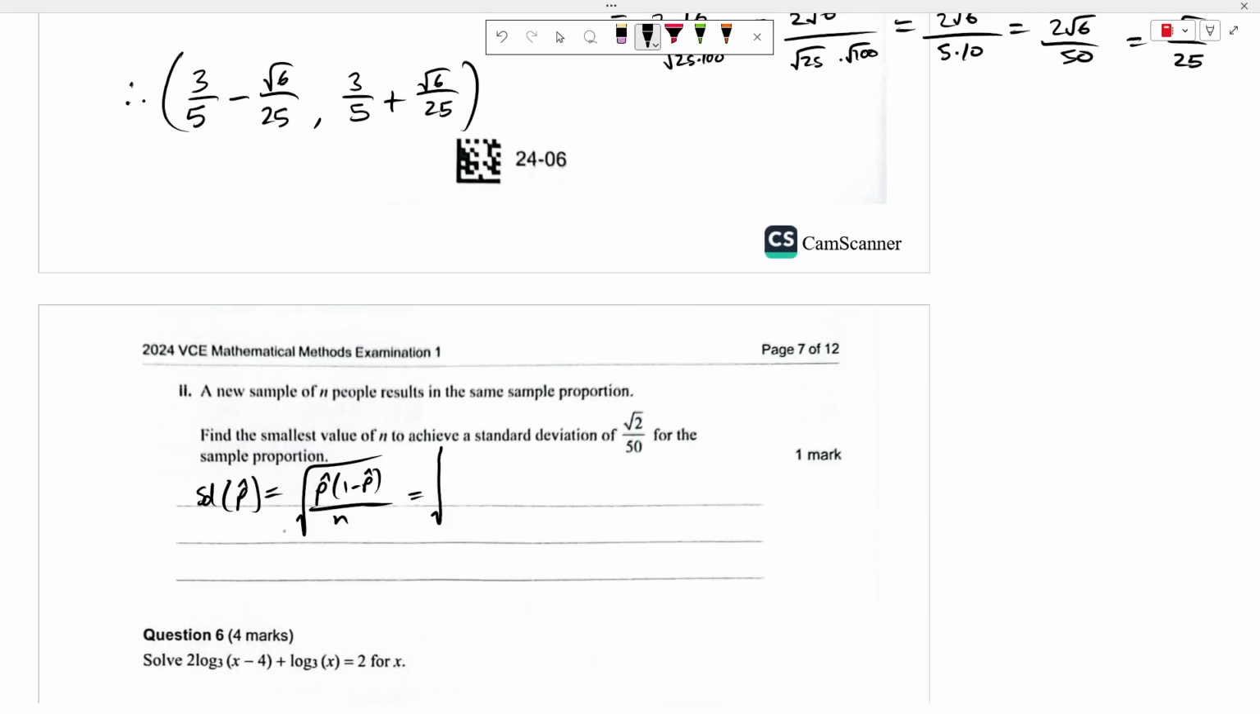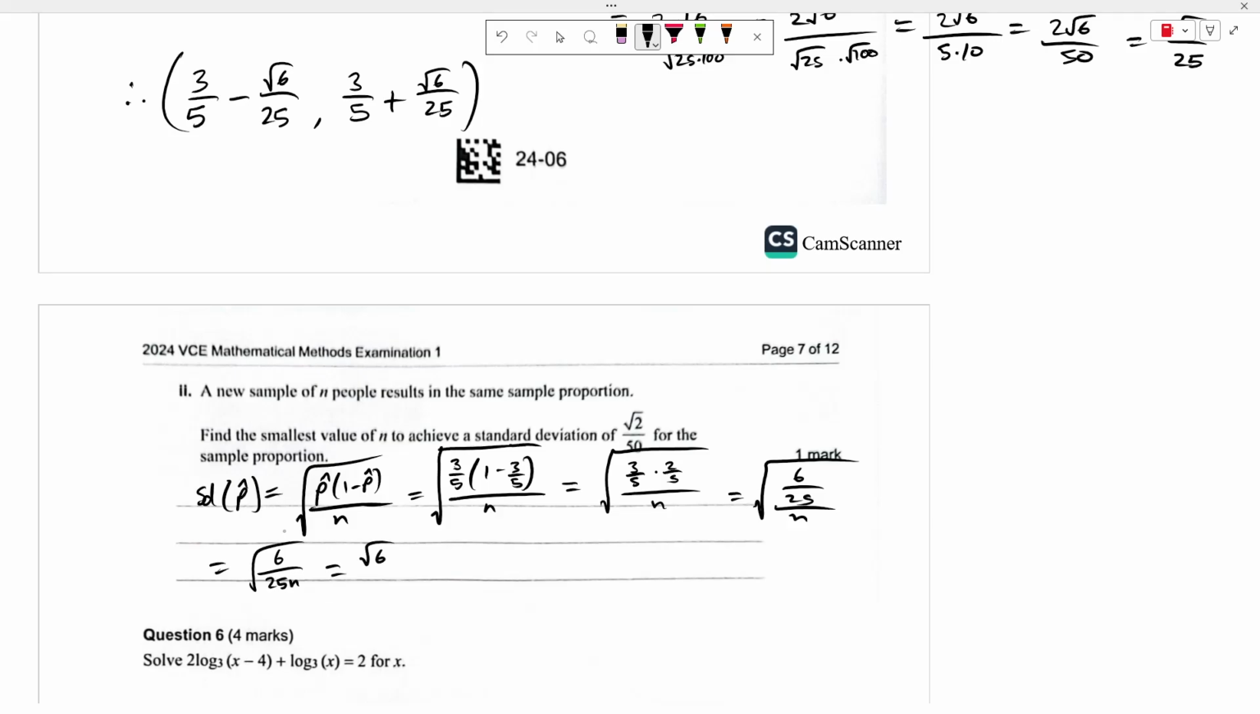Now we know p hat because they say the value of p hat doesn't change. So it's going to be 3 over 5 times 1 minus 3 over 5, all divided by n, because they're taking a new n, right? It's not going to be 100 anymore. So this is going to be 3 on 5 times 2 on 5 all over n. That's going to be 6 on 25 on n. That's going to be root 6 on 25n.